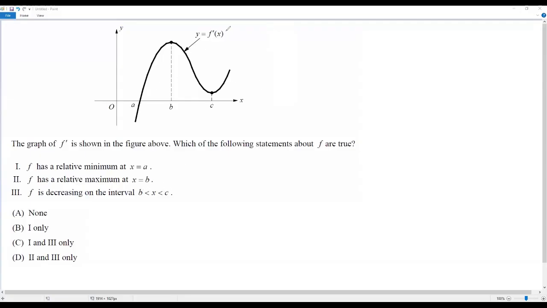Okay, here we have to be very careful with the graph, because this is not the graph of f of x. This is the graph of f prime of x, which is the first derivative of the function f of x. Now let me consider the original function f of x.